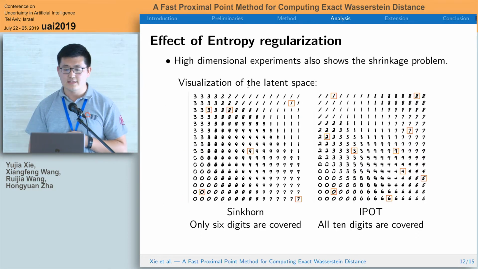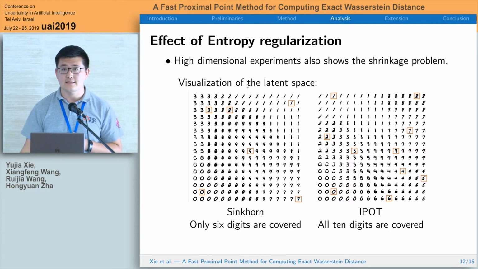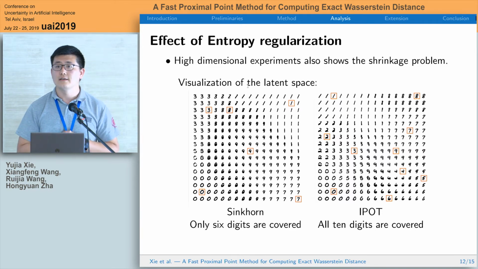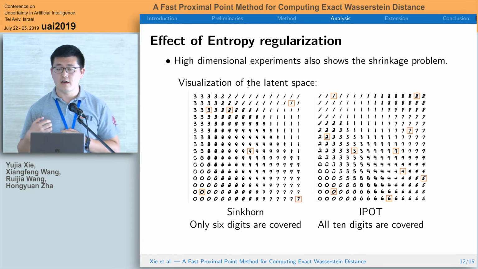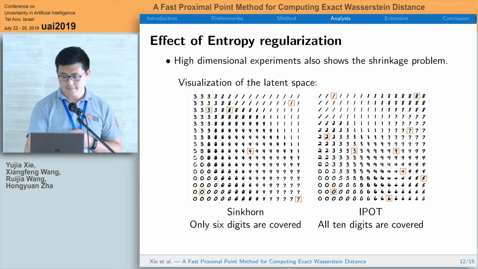Also, higher dimension experiments on the mixed dataset also show the shrinkage problem. If we use the Sinkhorn algorithm, only 6 digits are covered. However, if we use the IPOT method, we can cover all 10 digits.